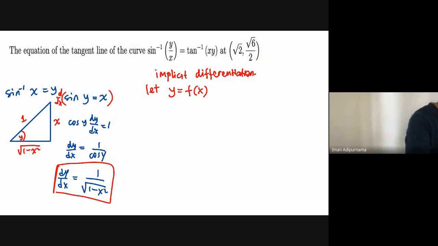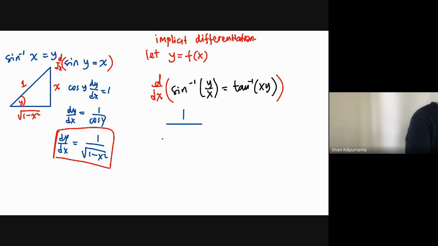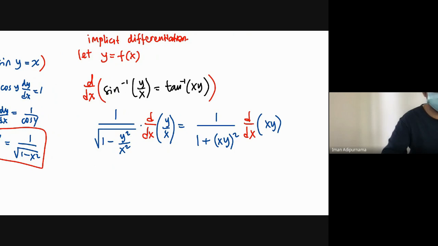Then we check. Maybe let me write the equation here. This will be 1 over square root of 1 minus y squared, and then we need to differentiate the inside one. And this tangent will have 1 plus xy squared, and then also we need to have the chain rule. So I think some processing should be done.